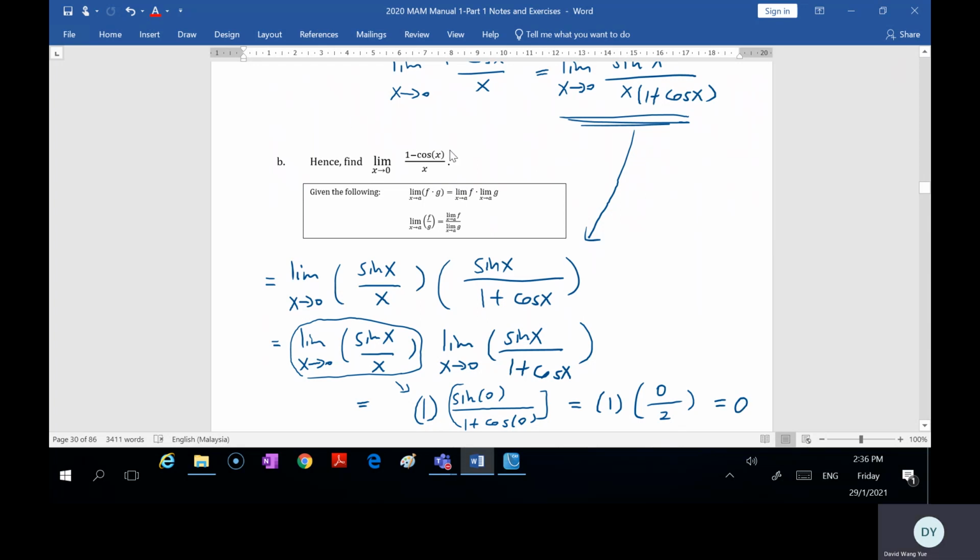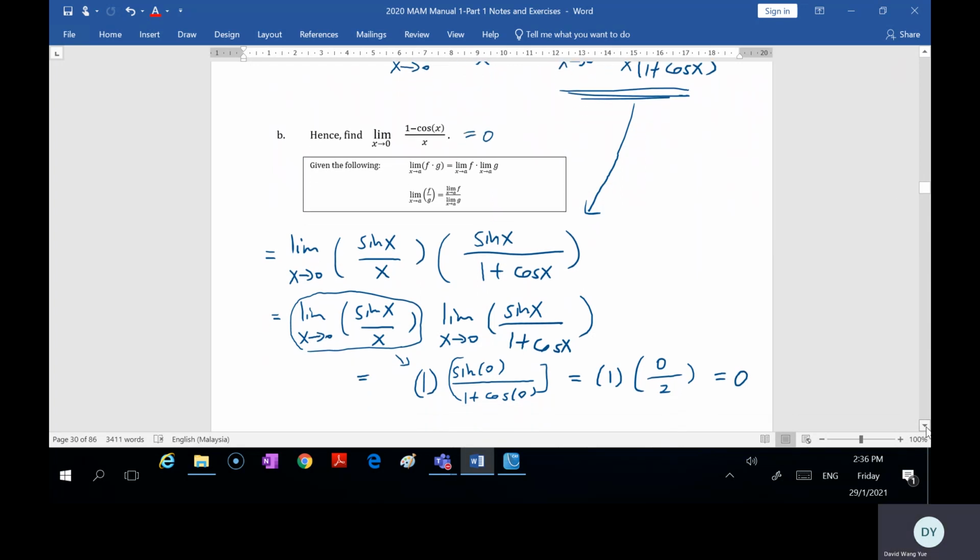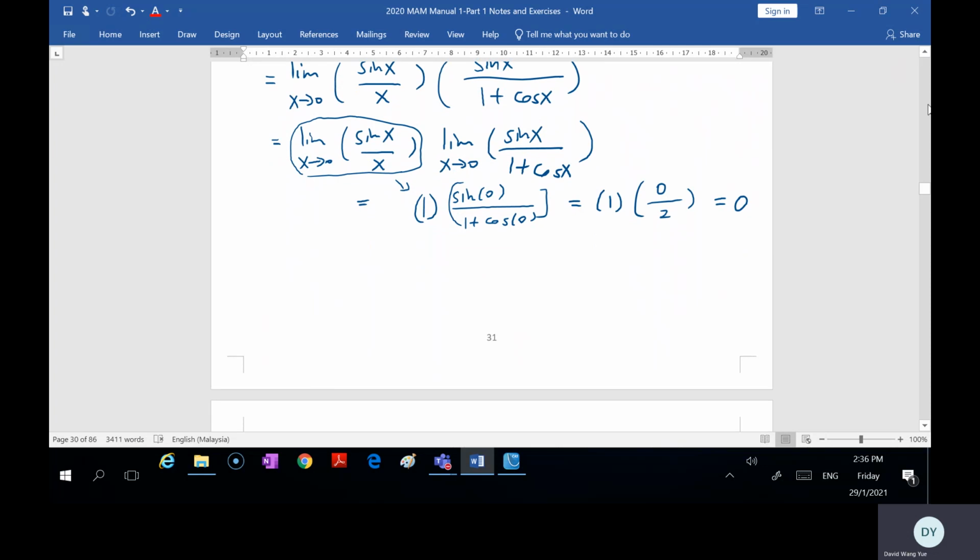Now at this stage, you cannot substitute. If you substitute 0 inside, you get 0 over 0. But for sin x over 1 plus cosine x, you put 0 in, no problem, because the denominator is non-zero. Okay, so in doing it this way, we can prove the limit of 1 minus cosine x over x is equal to 0.